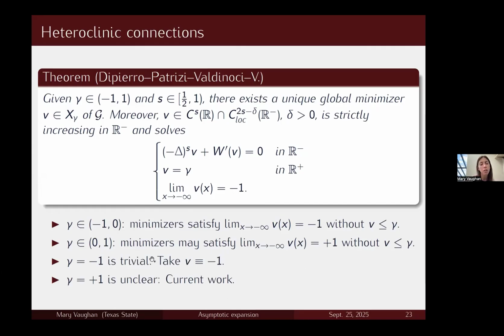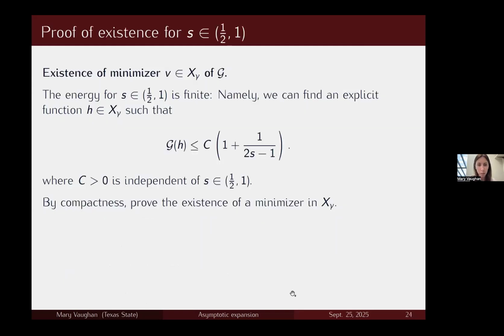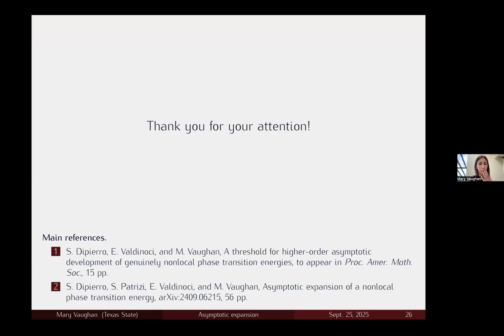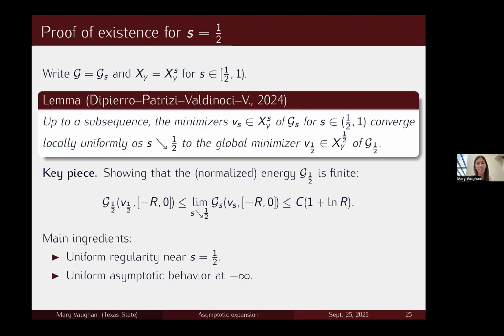Gamma equals -1 is trivial in this case, and gamma equals +1 is unclear on how to do in the gamma convergence. I think I'm at time, so I had a couple of slides about how we prove existence, and the only thing I'll say is the case s equals 1/2 was tricky because of the rescaling.